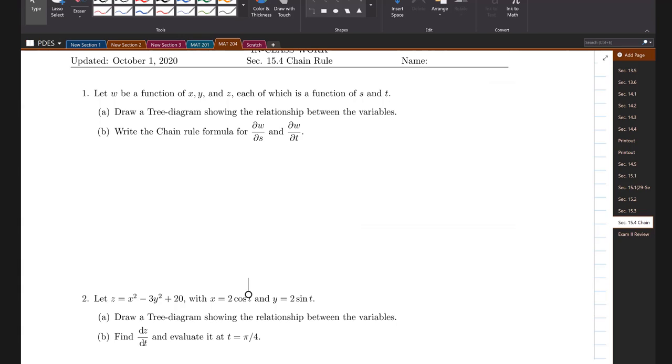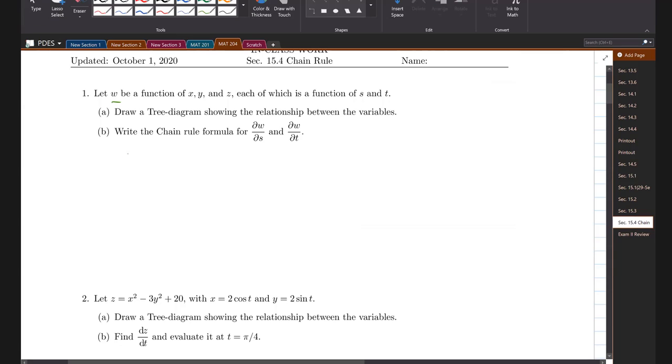So, here's what I recommend you do. W is a function of 3 variables. So I'm going to write W at the top and then give the variables that lead to W. So it's a function of variables x, y, and z. Each one of these is a function of both s and t.